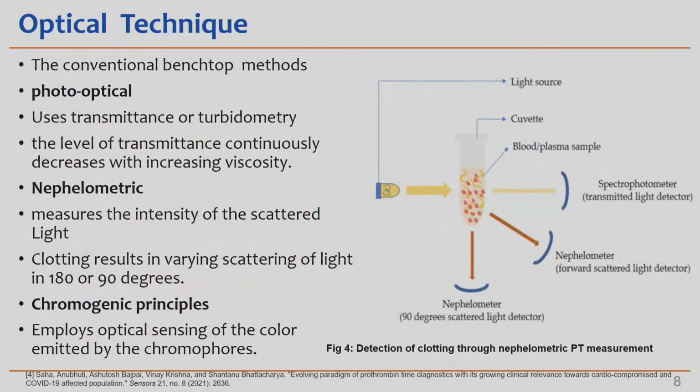The next method is the optical method, which is by far the most widely used method. The optical method basically exploits the fact that plasma and a clot of plasma react differently to the transmission and refraction of light. The transmission and refraction of the light are assessed using optical sensors placed strategically across the plasma sample.